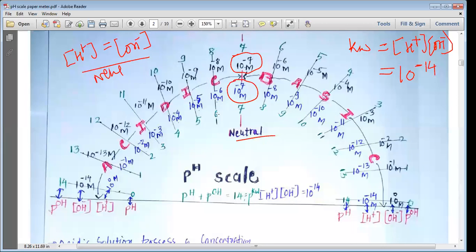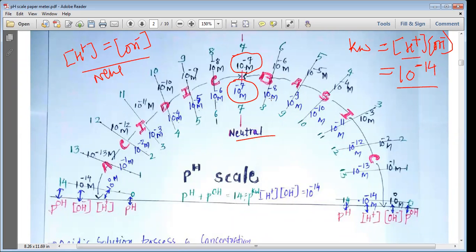Now at any time, if you take the product of the concentration of H plus and OH minus, you will always get 10 to the power minus 14. You can see that 10 to the power minus 6 and 10 to the power minus 8 is 14. 9 plus 5, 14, 10 plus 4, 14, 11 plus 3, 14, 12 plus 2, 14, 13 plus 1, 14, 14 plus 0, 14. This is how you can understand, my dear students, that the product of the concentration of H plus and OH minus is always 10 to the power minus 14.